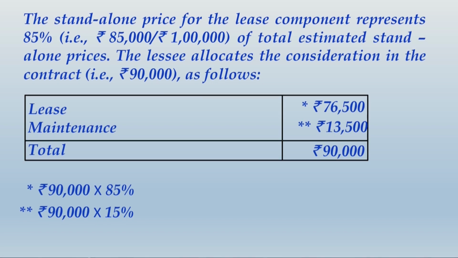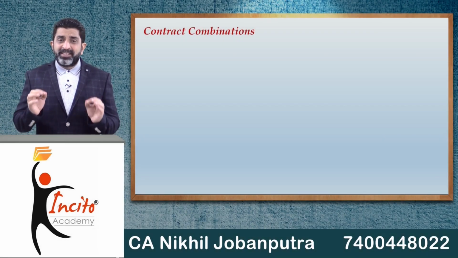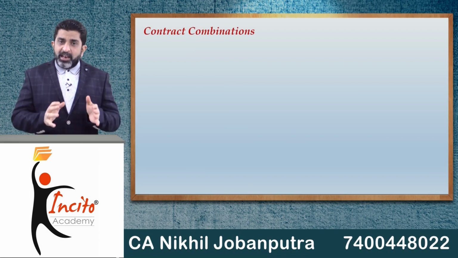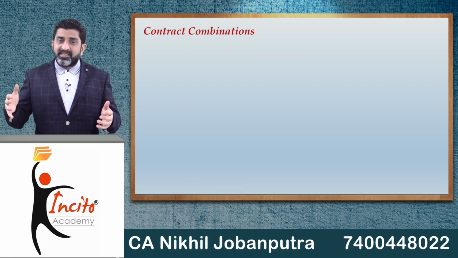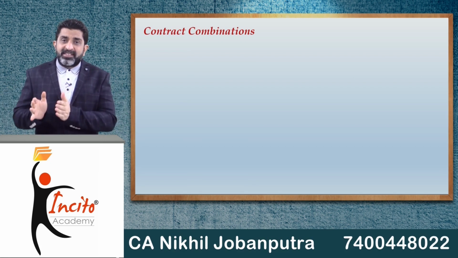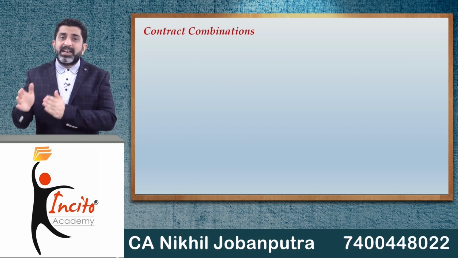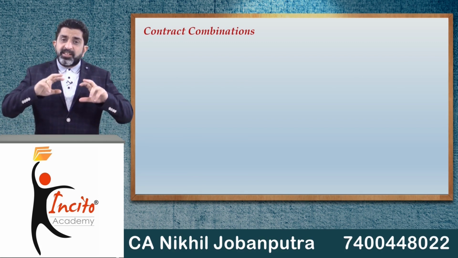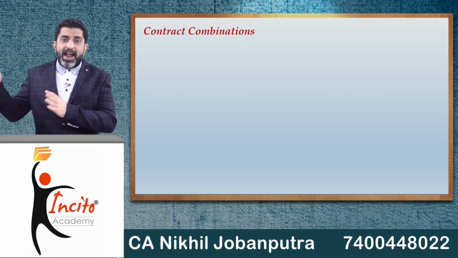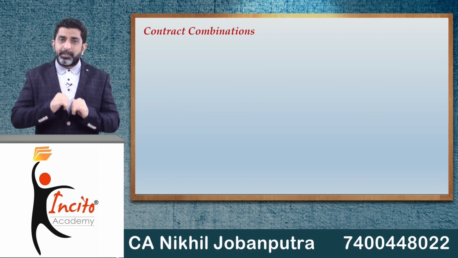Alright friends, you would have finished writing this whole thing. Let us move ahead and take up the next concept for discussion, that is contract combinations. So friends, by far we were discussing situations where there was a single contract and there were multiple assets involved, and we were trying to separate each of the assets as if there are different lease arrangements. In other words, a single contract had been segmented into different contracts, each asset considered as a separate lease.